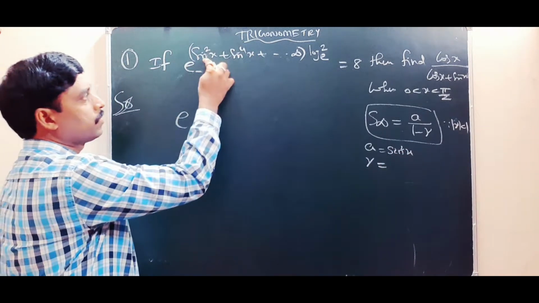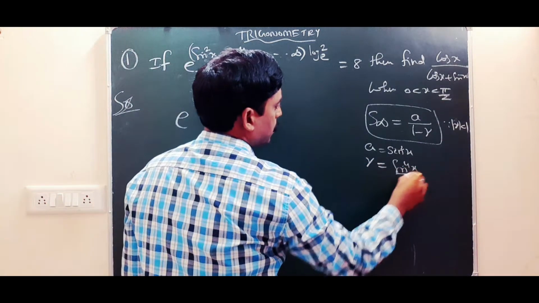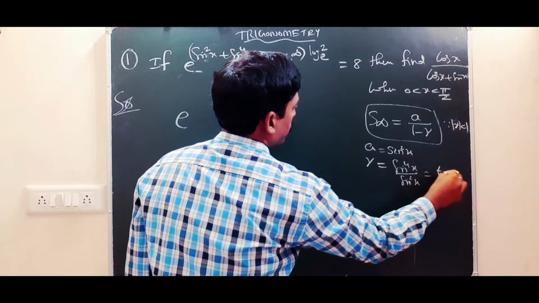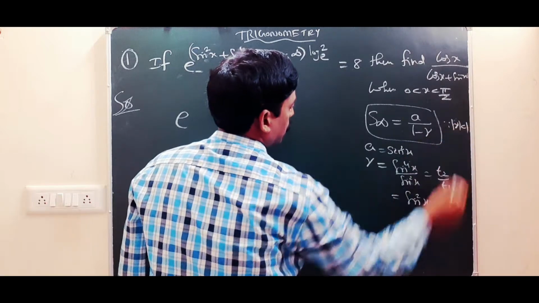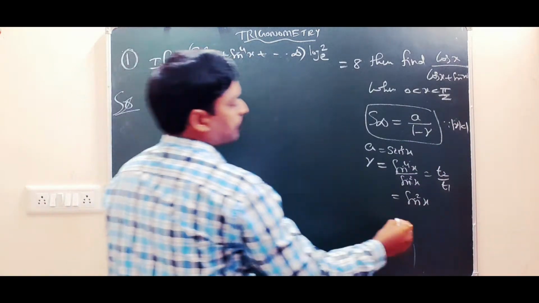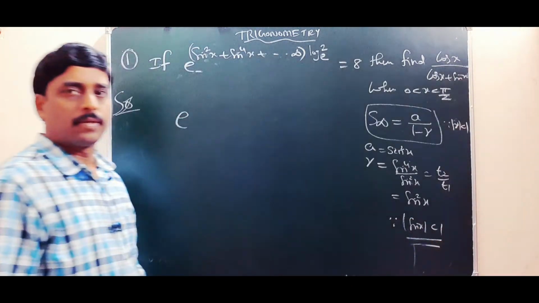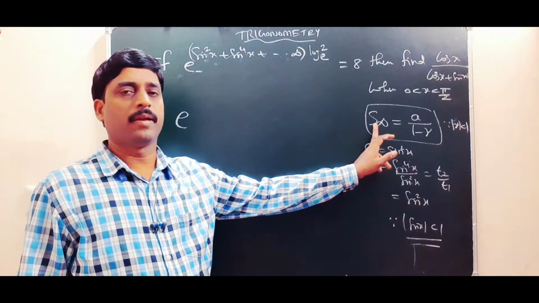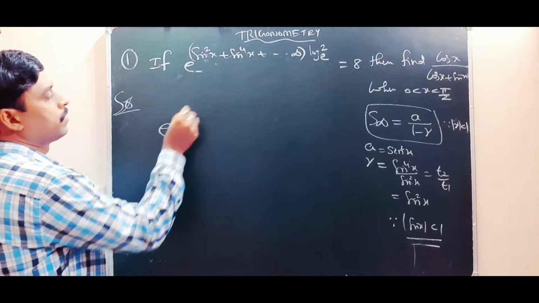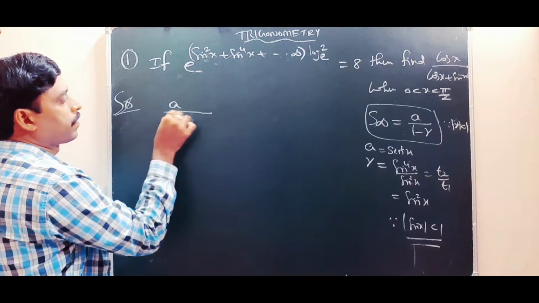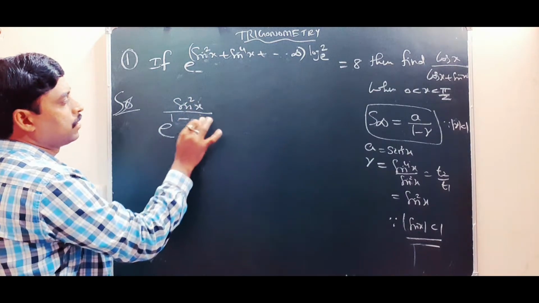So t2 by t1 or t3 by t2, it is going to be sin to the power 4x by sin square x, so sin square x gets cancelled. So modulus r less than 1, so modulus of sin x is less than 1. Okay, we should apply this formula: S infinity is equal to a by 1 minus r. So e to the power a by 1 minus r, where a we should write sin square x, r is also sin square x.